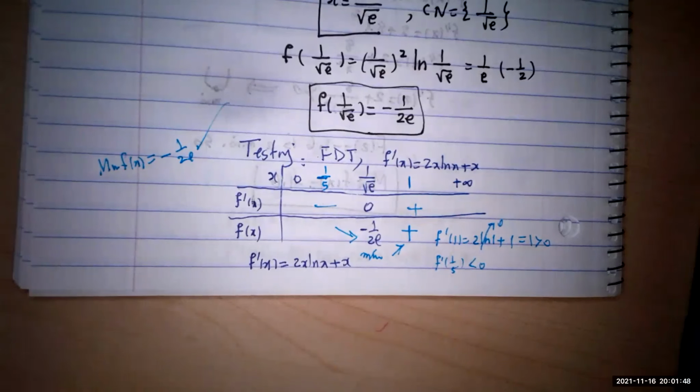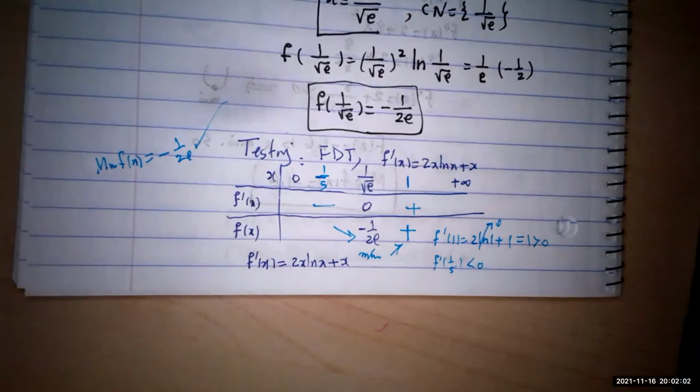Yes, what's the question? I was wondering, is 2X ln X, do we put another 1 in there? 2 times 1 times ln 1 is 0, plus 1, which is 1. Okay, sorry, I just wanted to see it. Okay, so that's 1.